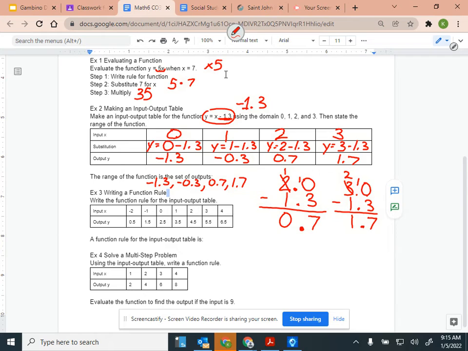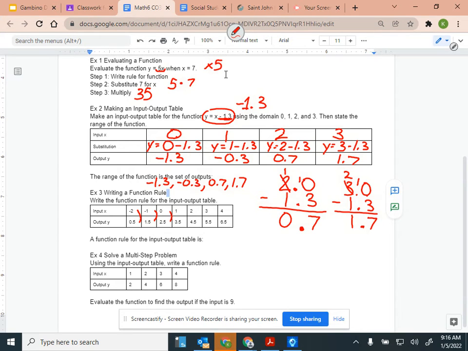Let's look at example 3, writing a function rule. Write the function rule for the input-output table. So look at our inputs. We have negative 2, negative 1, 0, 1, 2, 3, 4. We have our output, 0.5, 1.5, 2.5, 3.5, 4.5, 5.5, 6.5. What are we doing every time? When we're going from our input to our output, what is the pattern that we are following? To go from negative 2 to 0.5, negative 1 to 1.5, 0 to 2.5.